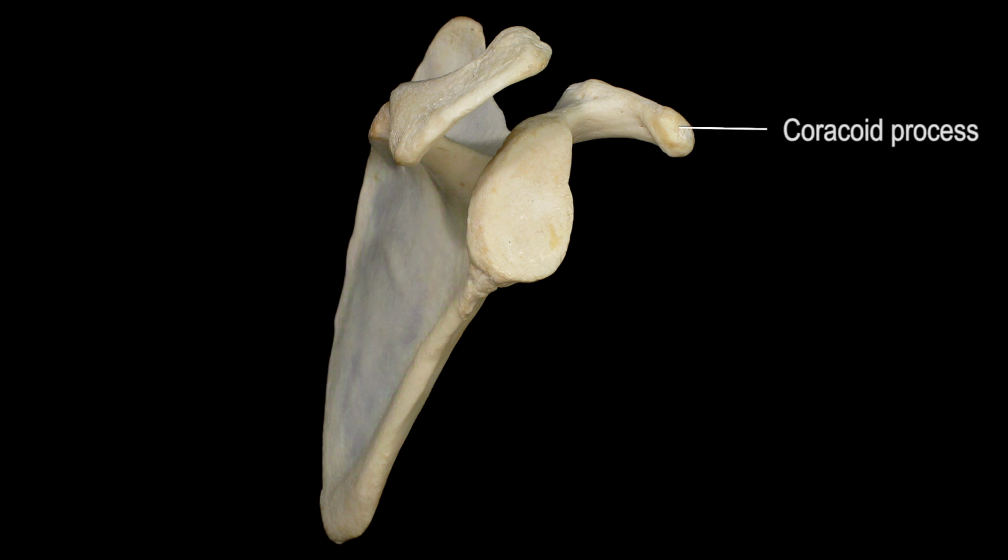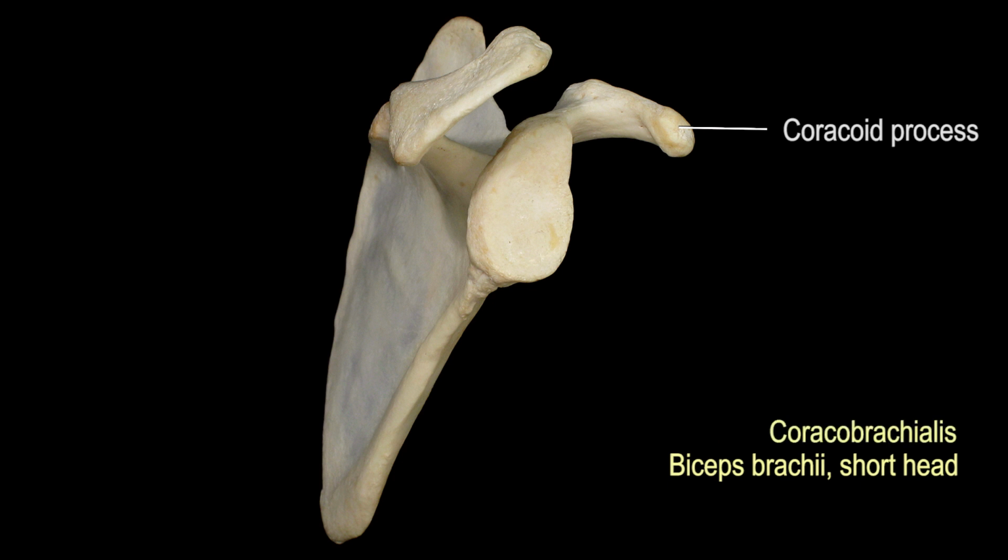Here we see the coracoid process of the scapula. Three muscles attach onto the coracoid process. They are the short head of biceps brachii, the coracobrachialis, and the pectoralis minor.